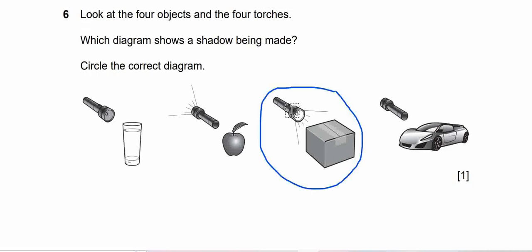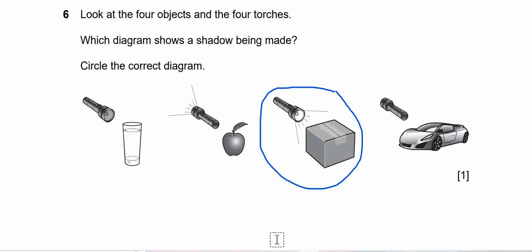Here we go. We circle this one as the torch is facing the object and the shadow will be made. For these two, the torch is facing the opposite direction, so it will not create shadows. And for this one, the torch is facing the glass with water, but the water is transparent, so the light will pass through and will not be blocked. When the light is not blocked, it will not form a shadow. But for this one, the torch will shine on the box and the box is opaque, so it will block the light from the torch and create a shadow.